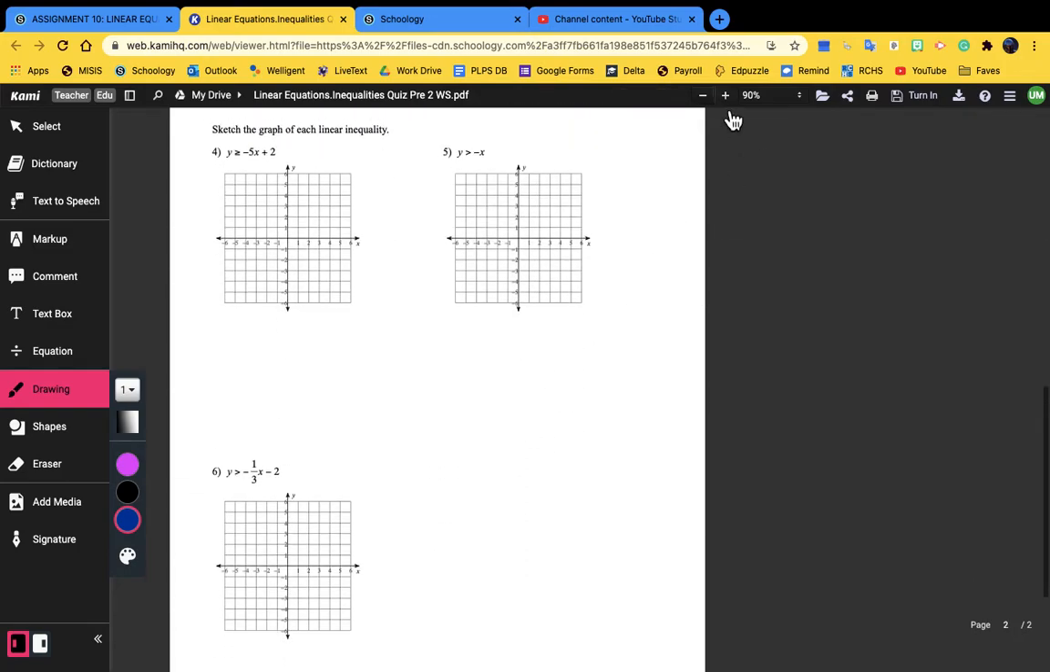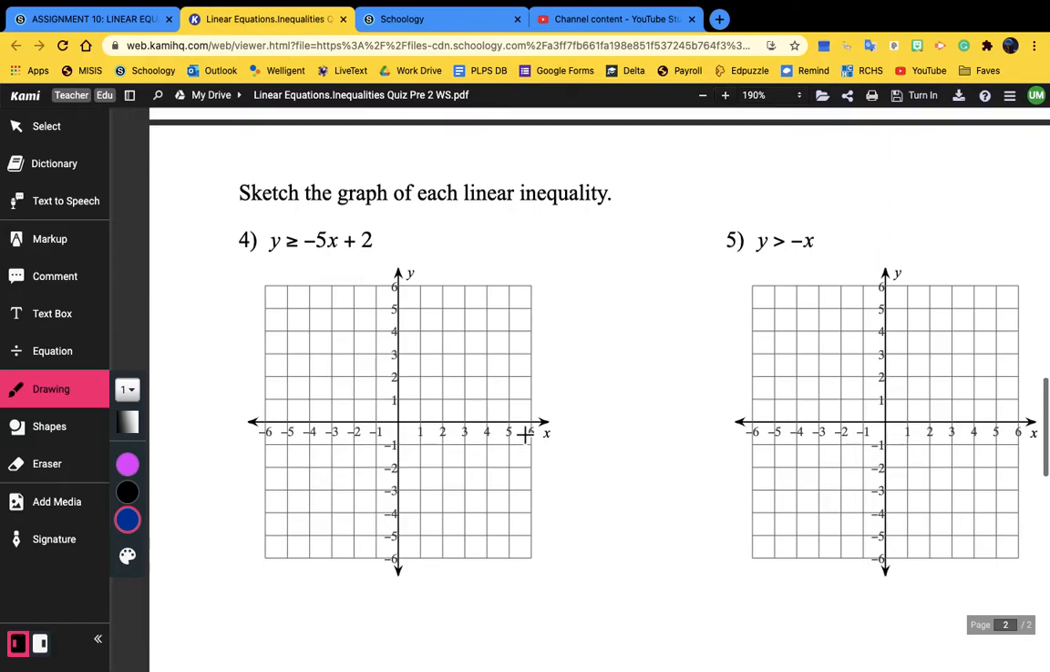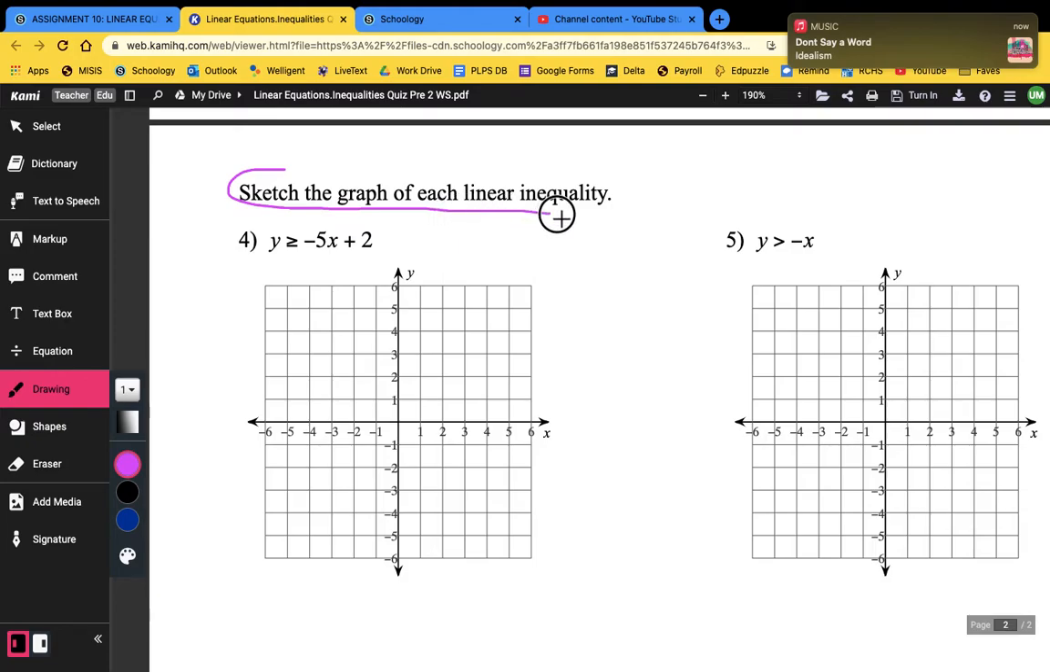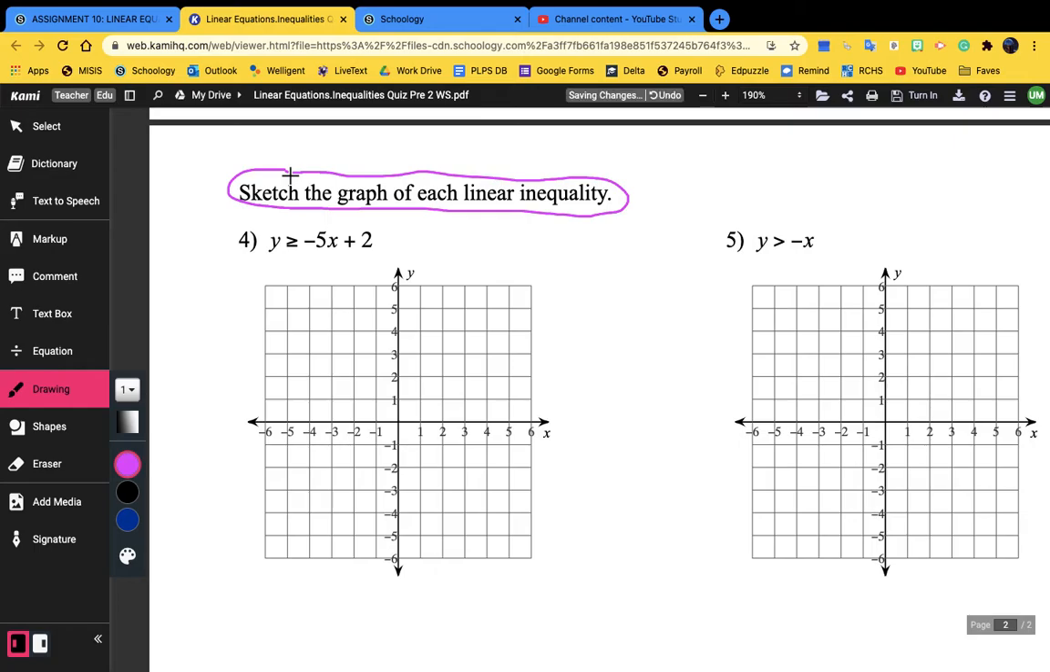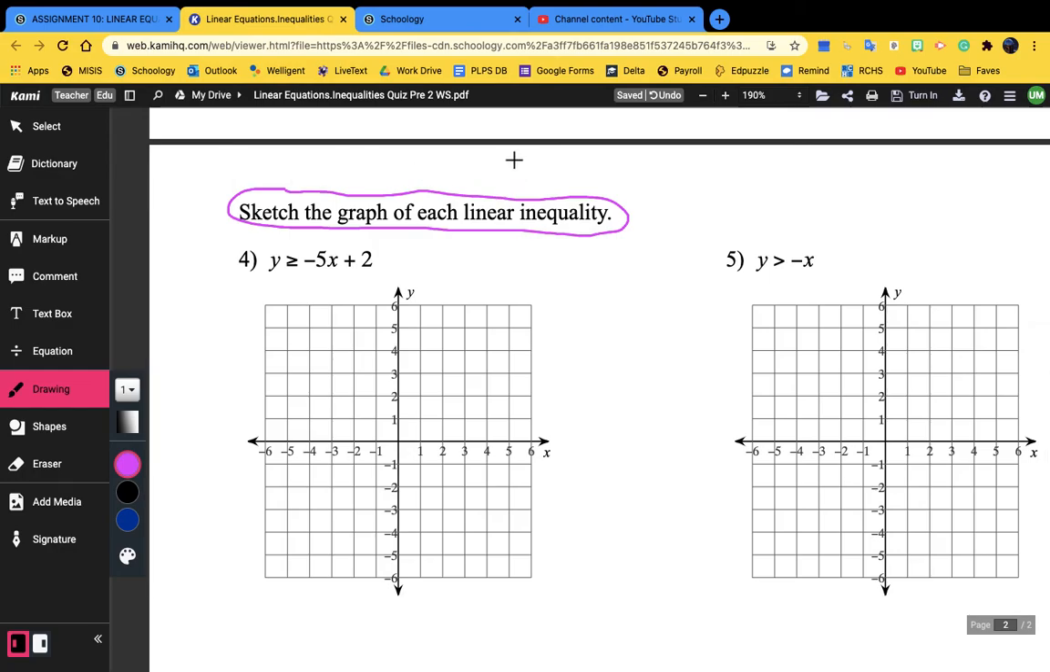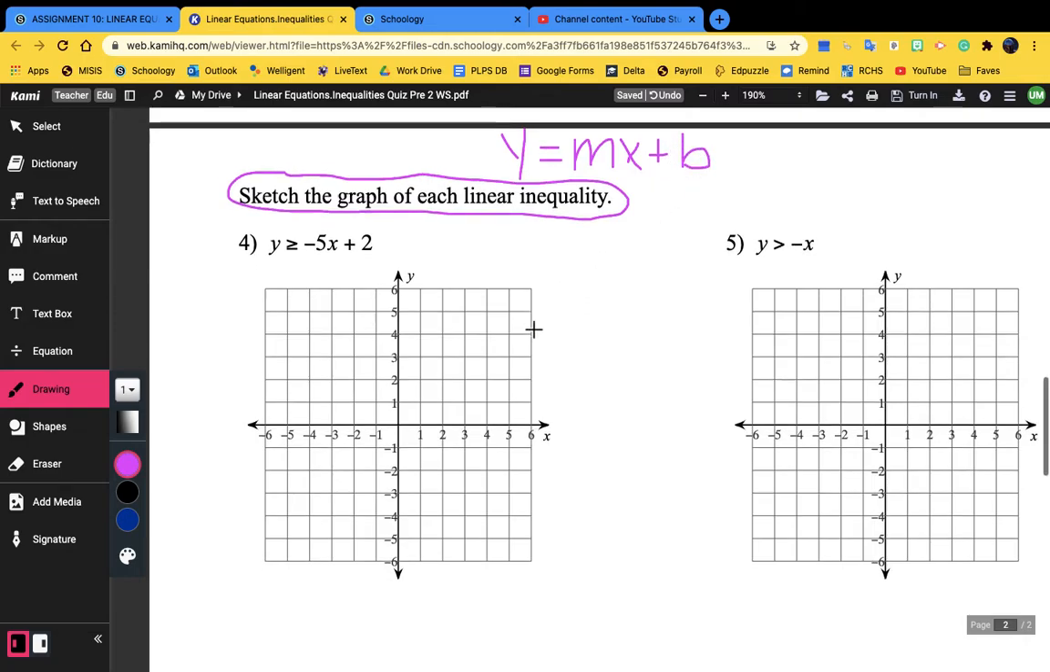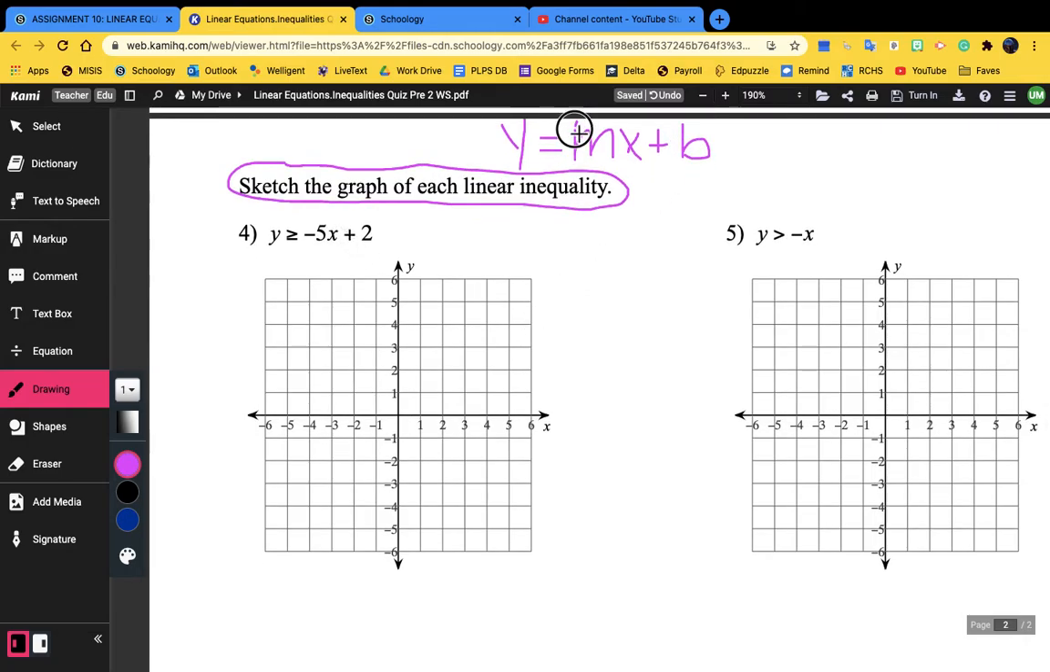Let's go to the second page and do number 5. Now notice it's a new set of directions. Sketch the graph of each linear inequality. So I'm first going to remember that it's y equals mx plus b. So I'm going to graph. What's my m here? Emphasis on m and b. My m here is negative 5.